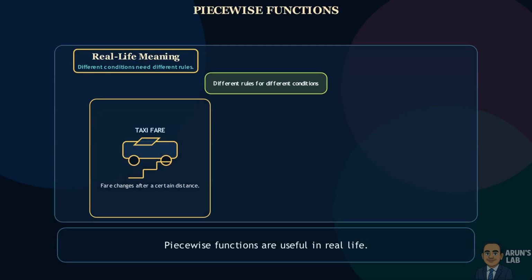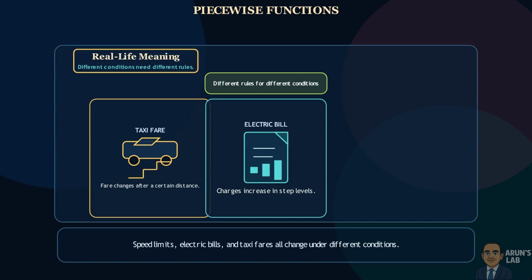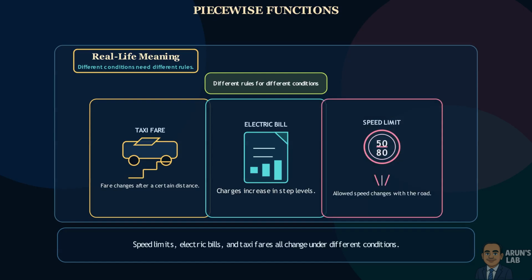Piecewise functions are very useful in real life. For example, speed limits change depending on the road. Electricity bills increase in steps. Taxi fare changes after a certain distance. These situations cannot be described using a single rule. They require different rules for different conditions. That's why piecewise functions are so important.